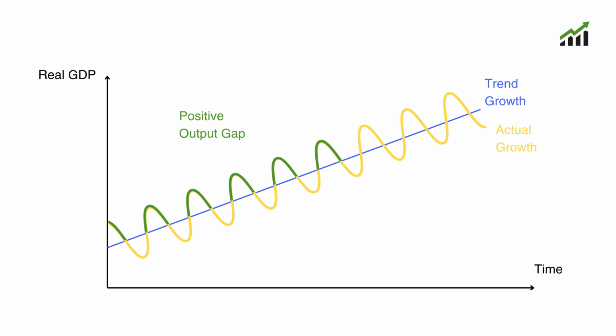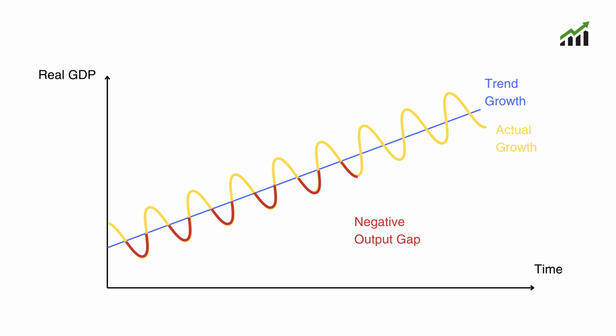A positive output gap indicates that the economy is performing above its potential, characterized by low unemployment rates and potential inflationary pressures. While a positive output gap reflects robust economic activity, it's often unsustainable in the long term, leading to resource constraints and potential corrections as the economy adjusts back to its trend growth. In other videos, we will explore the effect of a constant increase in productivity in sustaining a positive output gap.